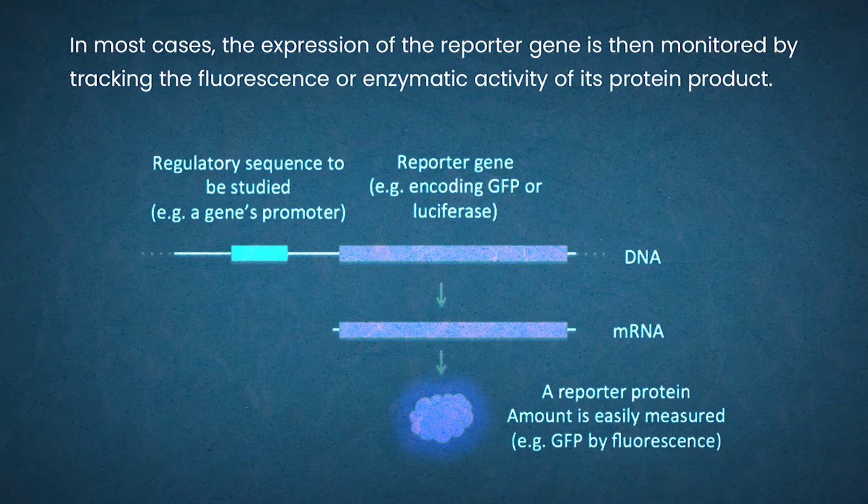In most cases, the expression of the reporter gene is monitored by tracking the fluorescence, bioluminescence, or enzymatic activity of the protein product of the reporter gene. Here you can see the green part is the reporter gene along with the promoter region in the DNA. The gene construct is synthesized into mRNA, and finally the reporter protein is synthesized, and the amount of the reporter product is directly proportional to the amount of gene that is expressed.